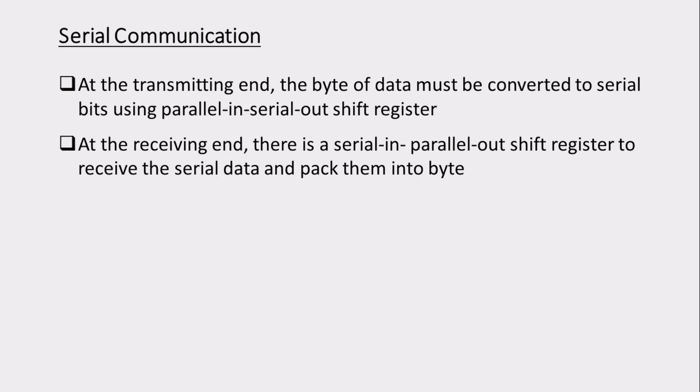So we need to convert the serial data received at the receiving end back into 8-bit data. In order to do that, at the receiving end we'll be using a serial in parallel out shift register to convert that data into 8-bit data.